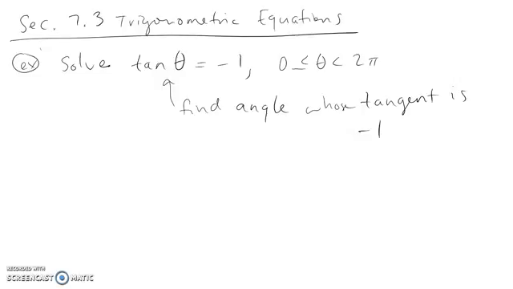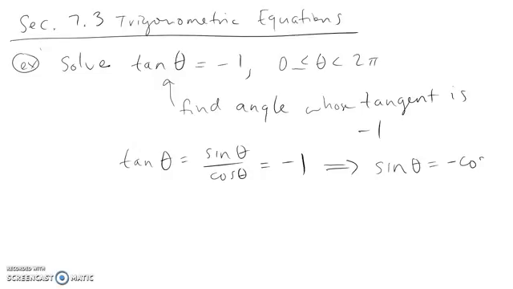is -1. Now, tangent of theta, we know, is equal to sine theta over cosine theta. So it's equivalent to say that sine theta over cosine theta equals -1. And that's also the same thing as saying that sine theta is equal to the opposite of cosine theta. If you divide two quantities by each other and get a -1, one is the opposite of the other.